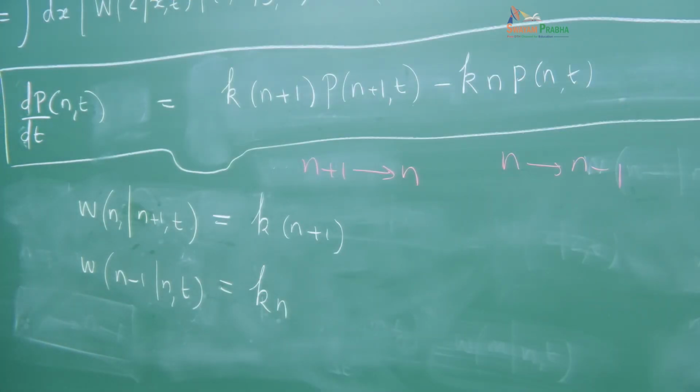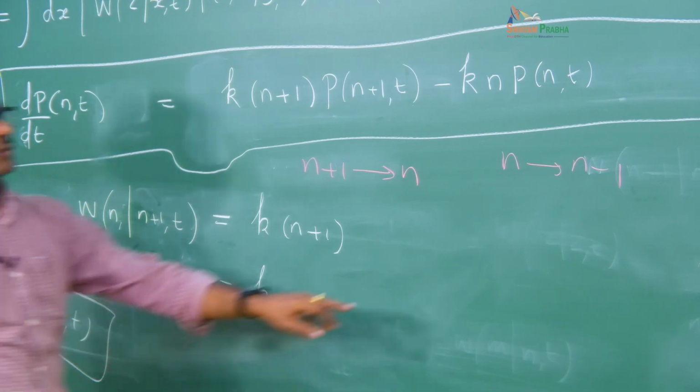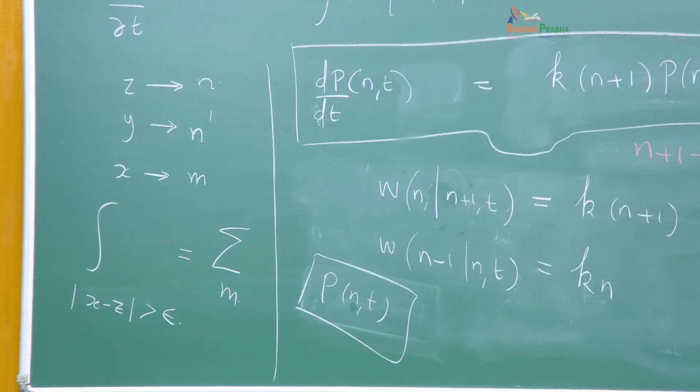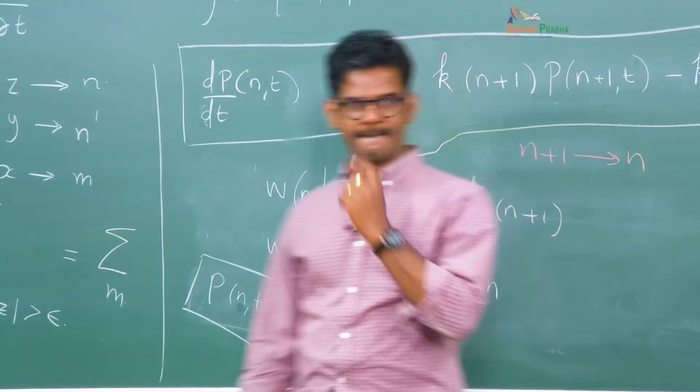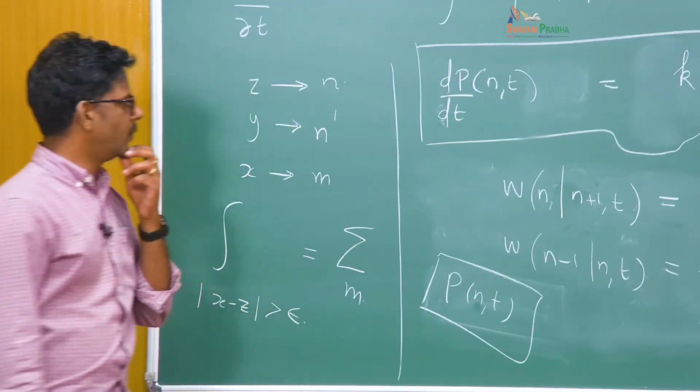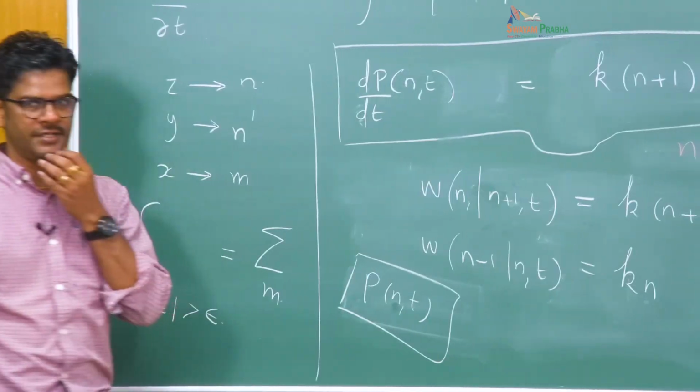What you want is to solve this and get P of n comma t. What is P of n comma t? This tells you the probability of finding n, where n is the number of molecules of A as a function of time. So we want to solve this to get this. Any ideas?